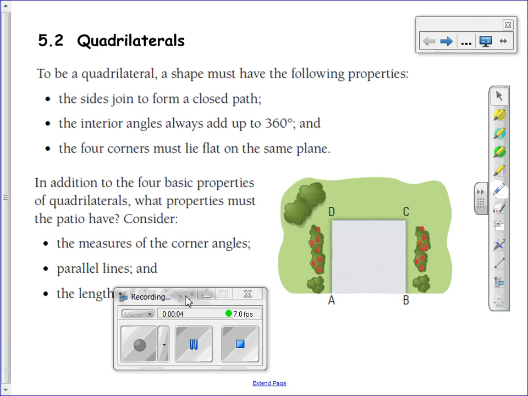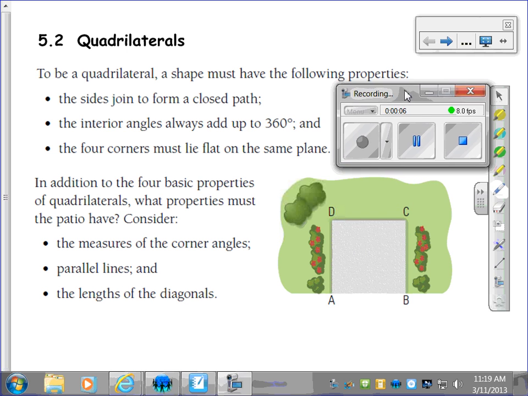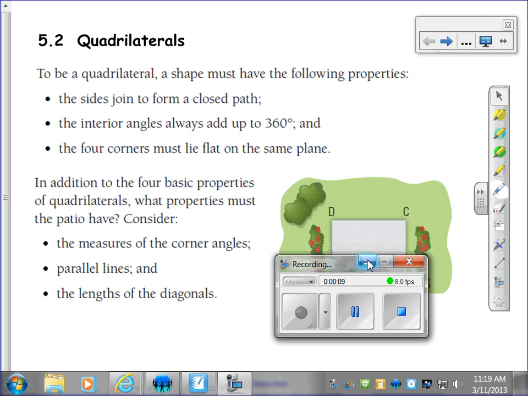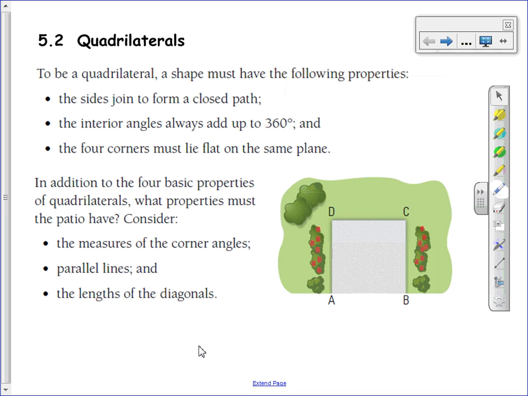All right, in chapter 5, section 2, we are now going to change our look at polygons from being triangles to quadrilaterals. And quadrilaterals means four-sided figures. And there are three different conditions that have to be met for there to be a quadrilateral.